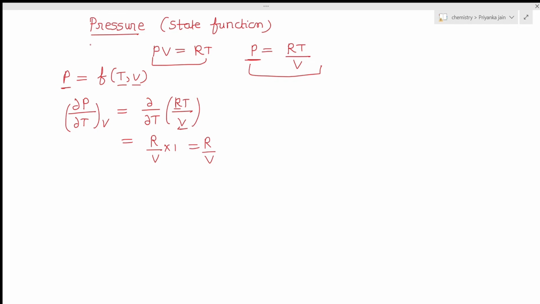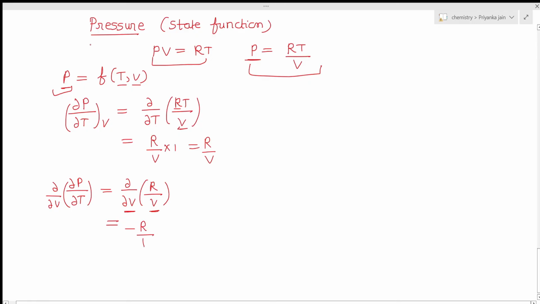Now we do the differentiation of del P upon del T with respect to V. We are doing the second differentiation of the pressure, taking its second derivative. So what are we getting? Del upon del V of R upon V. The differentiation of 1 upon V will be equal to minus 1 upon V square. So we are getting minus R upon V square. This will be the result.